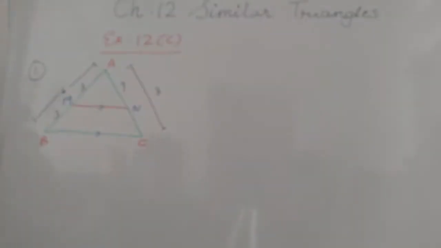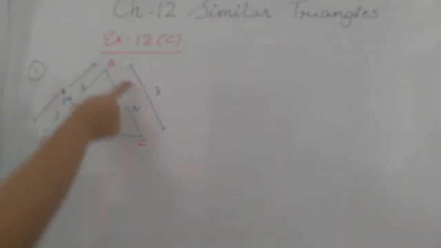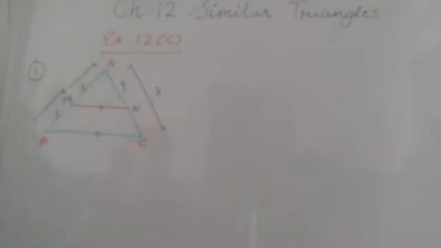Now students, in exercise 12C, prove-that type of questions are omitted this year from your syllabus. So I take only a few questions which are calculate type questions. Here I take question number 1, in which in triangle ABC, AB is equal to 6 centimeters and AC is equal to 3 centimeters. If M is the midpoint of AB and a straight line through M parallel to BC cuts AC in N, what is the length of AN? We want to find this AN length.